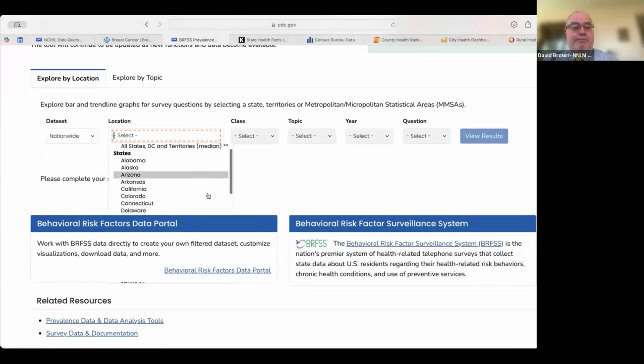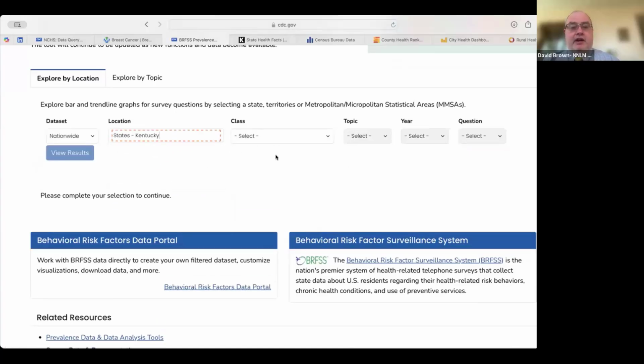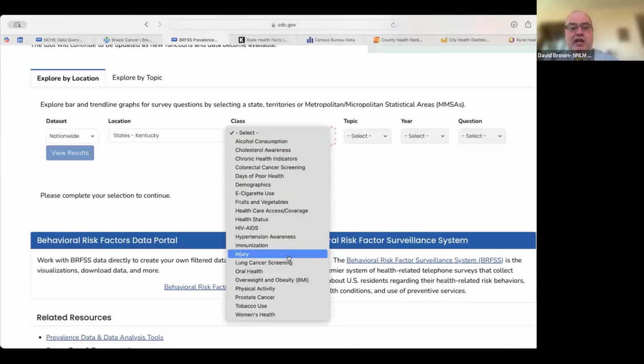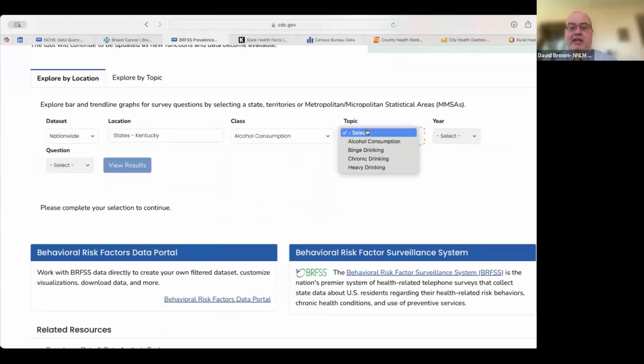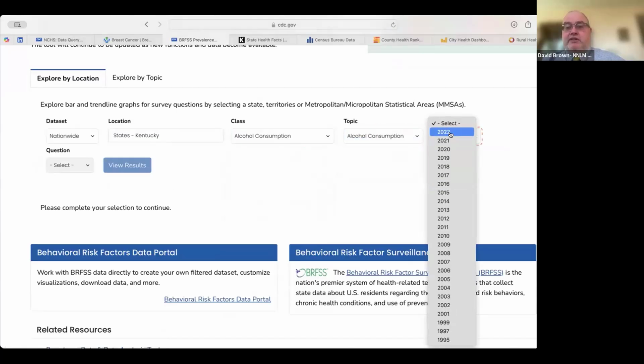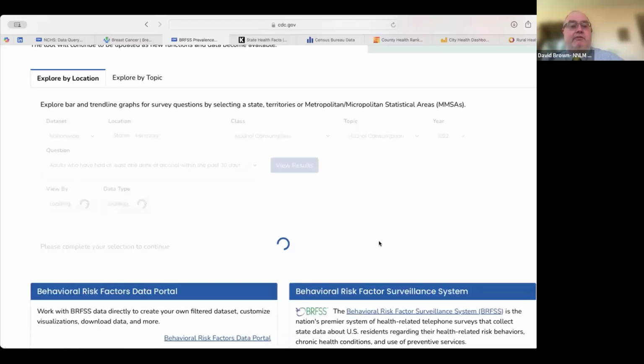And let's, for example, take the state of Kentucky, and we want to look at alcohol consumption, just hypothetically. And then we can look at alcohol consumption, binge drinking, chronic drinking, or heavy drinking. It breaks it down. So we'll just do general alcohol consumption. And we can select the years. So we can do the most recent of 2022. And then it's going to give you specific questions that were asked. So adults who have had at least one drink of alcohol within the past 30 days. Now, again, it might not be perfect, but it will give it there.